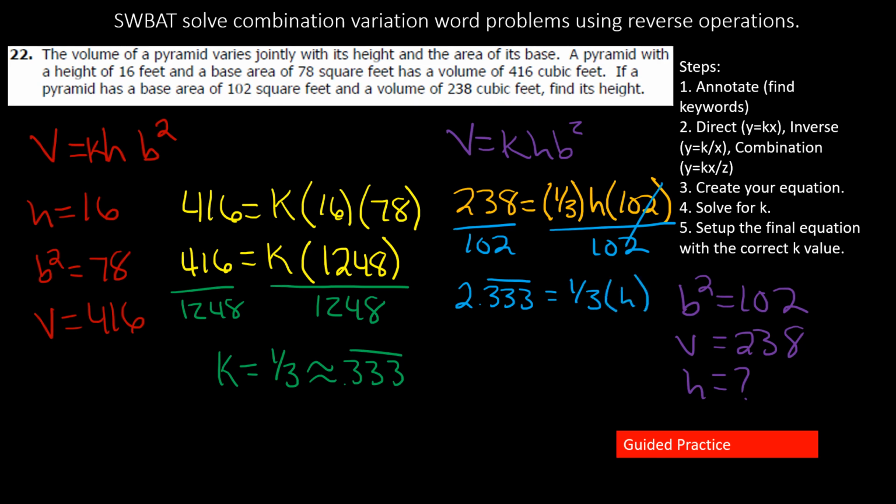So to get rid of this 1/3, what we're going to do is multiply both sides by 3. Simplifies out. So I get H is 2.33333, or 2 1/3 times 3 would give us a height of 7. And this makes sense. Our original volume was 416 with a height of 16, and our new volume was 238, so it's a lot smaller. And so our height should be smaller as well.